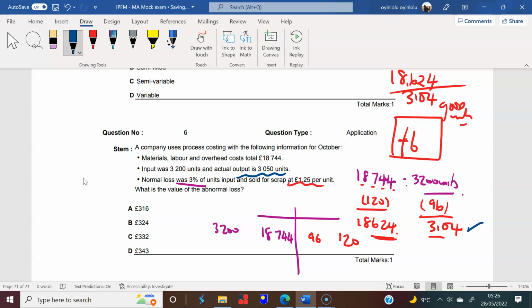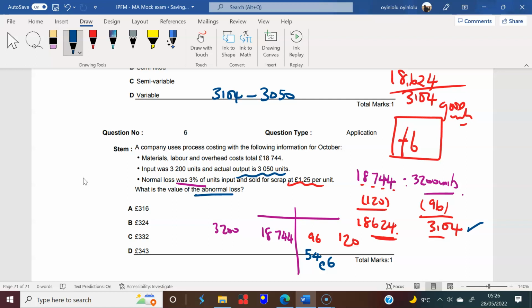So the question is, how do we assess that? Well, 3,104 should have come out, and only 3,050 have come out. So let's find the difference. 3,104 minus 3,050 is 54 units. So you have 54 units that are abnormal. But those units, of course, are valued at £6 as well, right? This question is asking for the abnormal loss.